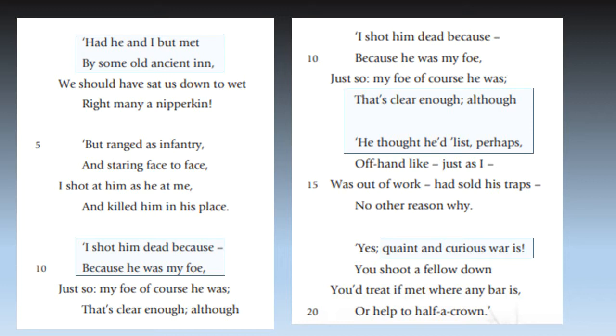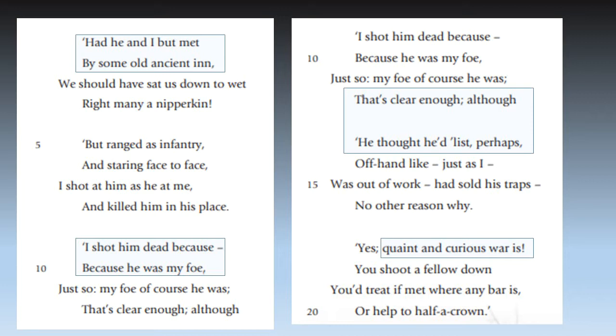So we've chosen that image rather than battle. It's a poem about war, but instead of starting with an image of battle, we've got a social situation right at the beginning to create a very different mood and tone. We've got, I shot him dead because he was my foe. There's a bit of uncertainty here, and that's reflected by the repetition of because and the use of the dash. The almost nursery rhyme-like tone has changed here. So I've gone for that.